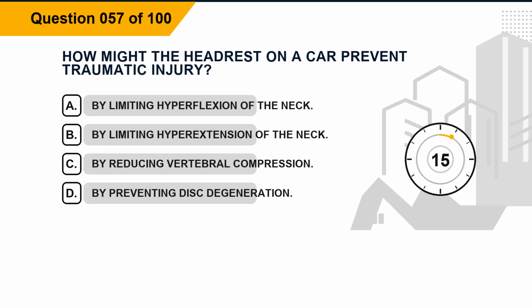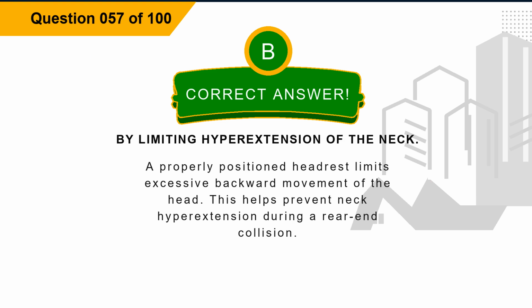Question 57. How might the headrest on a car prevent traumatic injury? Option A. By limiting hyperflexion of the neck. Option B. By limiting hyperextension of the neck. Option C. By reducing vertebral compression. Option D. By preventing disc degeneration. The correct answer is option B. By limiting hyperextension of the neck. Explanation. A properly positioned headrest limits excessive backward movement of the head. This helps prevent neck hyperextension during a rear-end collision.